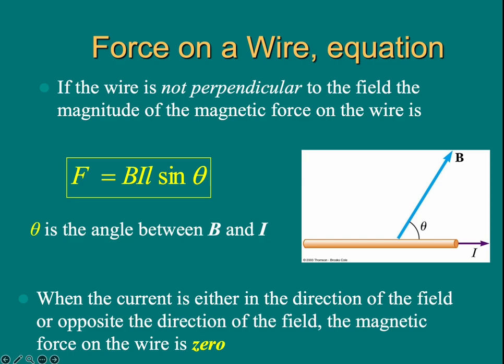The magnitude of the magnetic force acting on a current is given by this equation, F = BIL sin theta. B is the strength of the magnetic field, I is the strength of the current, L is the length of the wire, and theta is the angle between B and I. If the current is parallel to the field, then the magnetic force on the wire is 0.